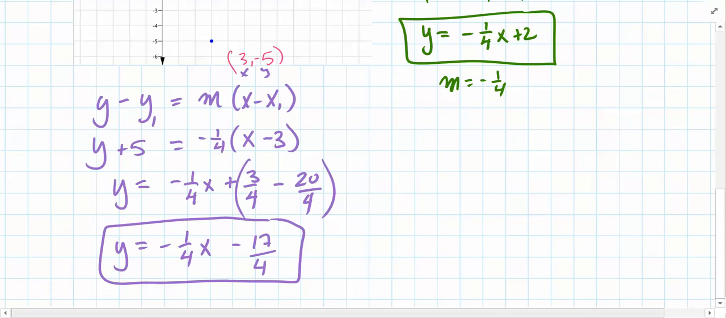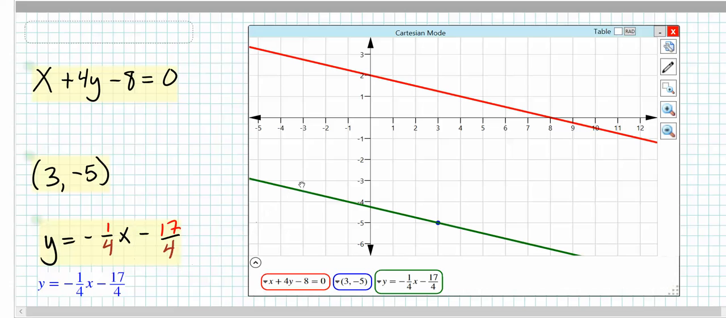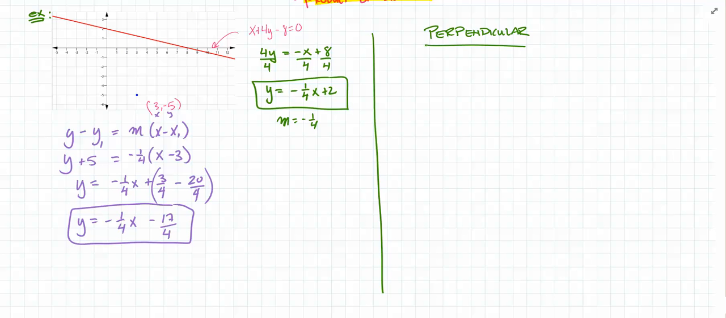So let's go back over here. So negative 1, what was it? And then what? Minus 17/4. Okay, now if we did this correctly, when we draw this line onto this graph, what should we expect to see? Yeah, we should expect to see a line that is parallel to the red line and goes through what point? The blue one. What would you guys think? Is that parallel to you? Yeah, there it is right there. Totally parallel. Absolutely.